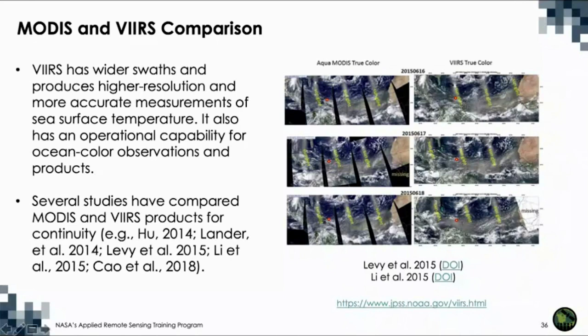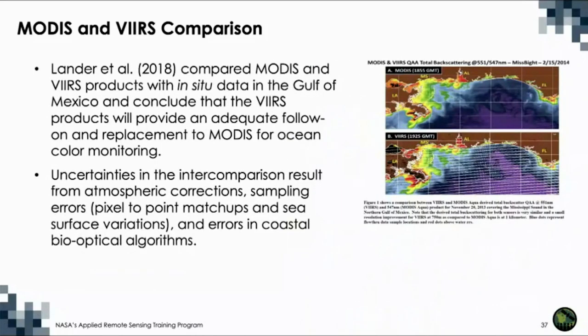For example, these two panels show true color images from MODIS and VIIRS, and they show very similar features. A study by Lander et al. compared MODIS and VIIRS products with in-situ data in the Gulf of Mexico, and the figures show total backscattering at 551 nanometer from VIIRS and 557 nanometer from MODIS. Their study concludes that the VIIRS products will provide an adequate follow-on and replacement to MODIS for ocean color monitoring.